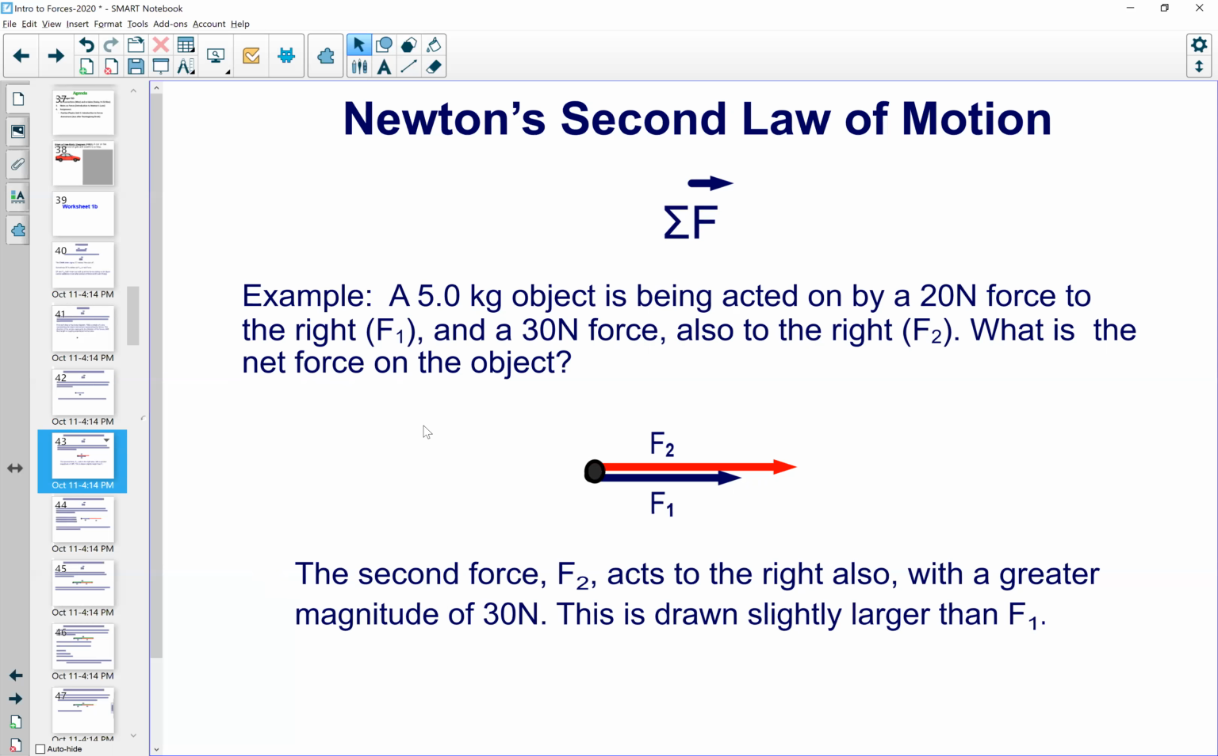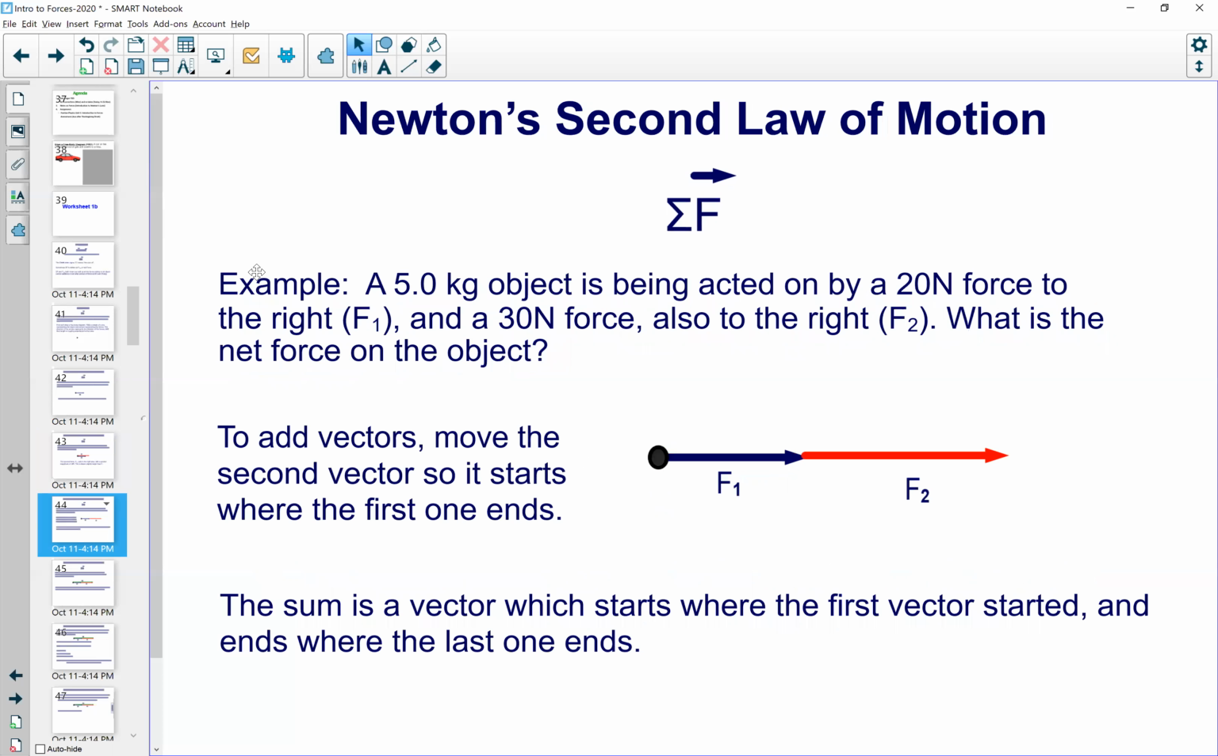Now, if we want to do our vector addition, just like we did before, when we do vector addition, we want to align those vectors tip to tail. So we create our free body diagram so we know that we have all the forces that are important. And then we're going to arrange them tip to tail so that we can actually do the mathematical vector sum. So we add the vectors. We move the second one to the start of the first one.